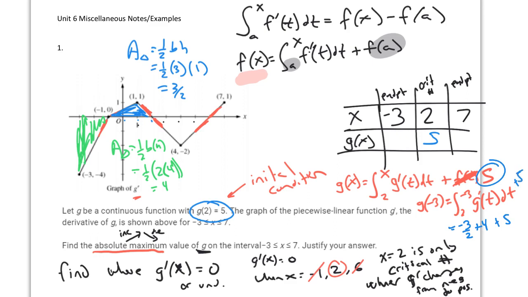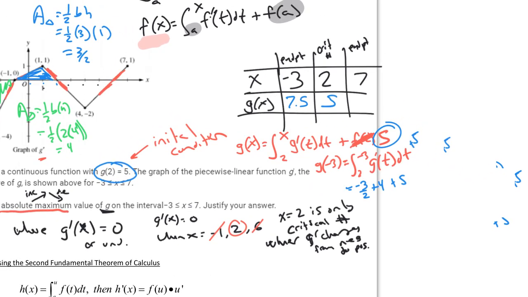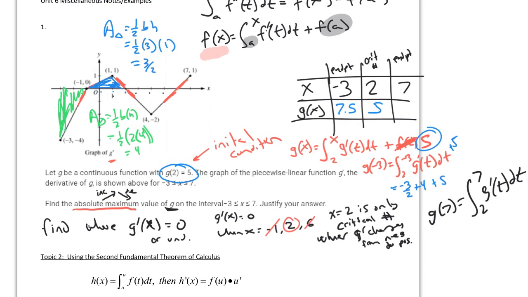Okay, so what is that? Negative 3/2 plus 4 plus 5, so 987.5 would be my value there. And then I'm going to do the same for 7. Okay, sorry, I'm running out of room here. G of 7 is going to equal the integral from 2 to 7 of g prime of t dt plus 5. And same thing, we'll find those areas, so that'd be from 2 to 7.